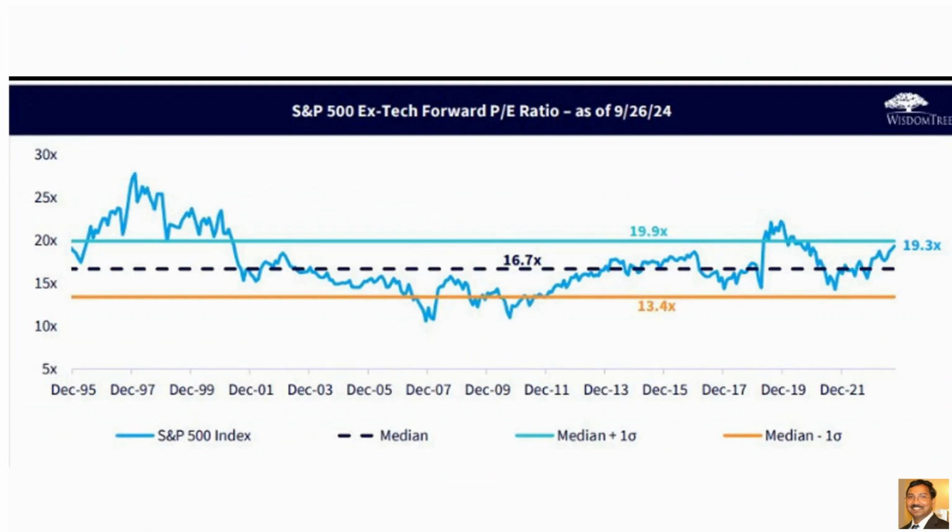And this is the S&P 500 ex-tech forward PE ratio. It hit the 19.3 level. The max ratio is 19.9, I mean, the median plus one sigma level is 19.9. It is very close to that level. Looks like the market is a little bit overextended. If it crosses here, then there is a high chance of a pullback. A small pullback is possible in the market.